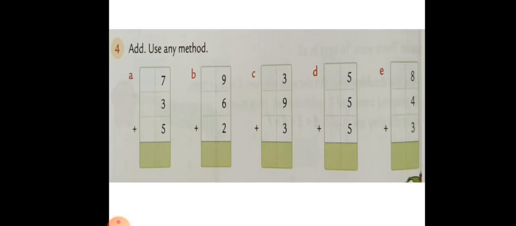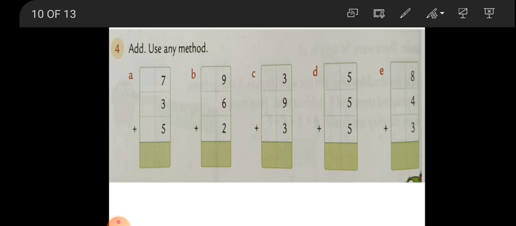Okay. Now these sums, that is 7 plus 3, let me check it out. 7 plus 3 plus 5. Again this is from page number 34. Page 34. This is page 34, children.